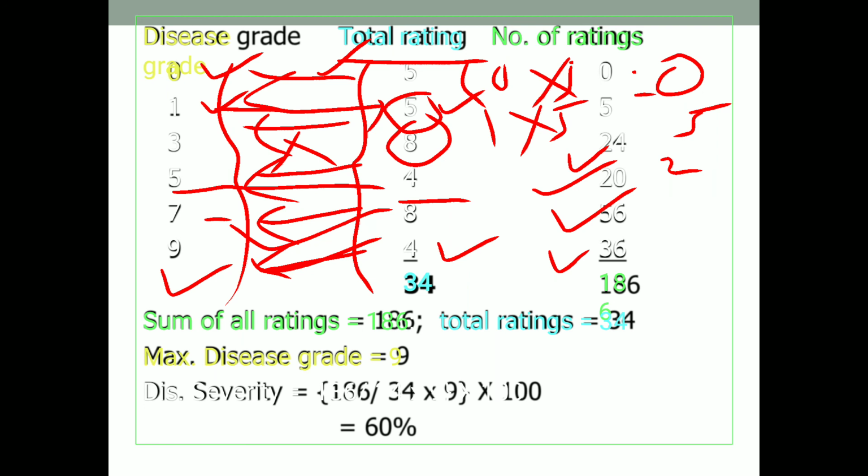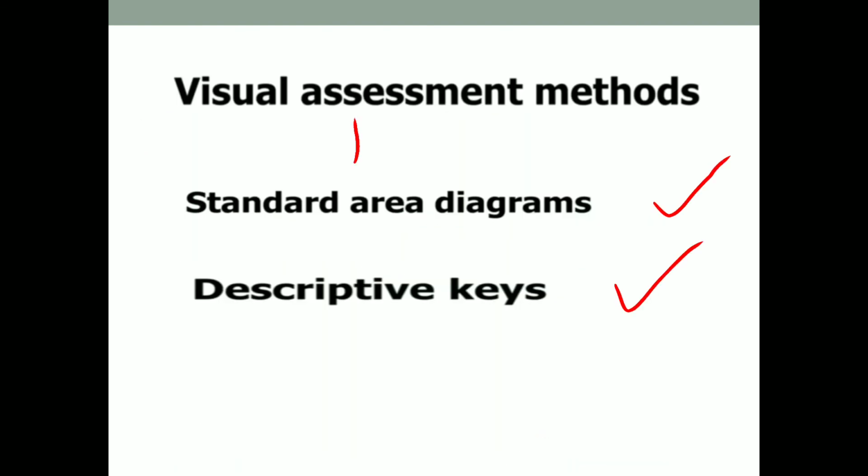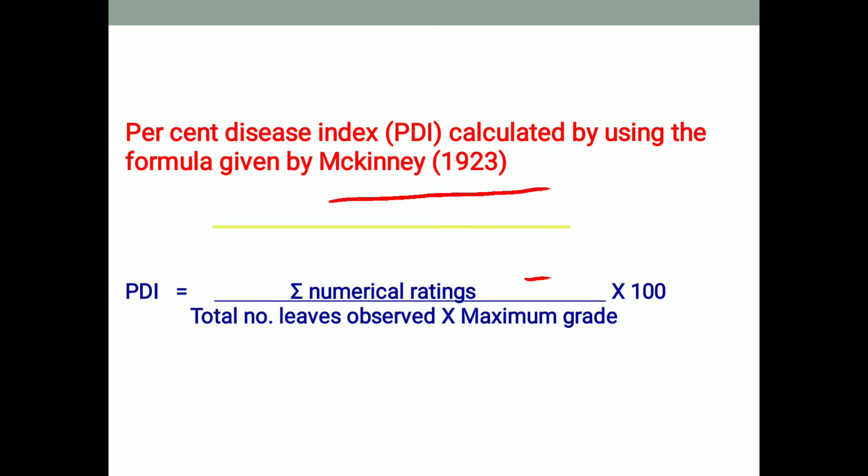When we sum the number of ratings, we get near about 186, and here the total number of leaves is 34. Based on the formula of disease severity, which you should know, PDI, percent disease incidence or index, is equal to the summation of numerical ratings divided by the total number of leaves observed into the maximum grade, into 100.